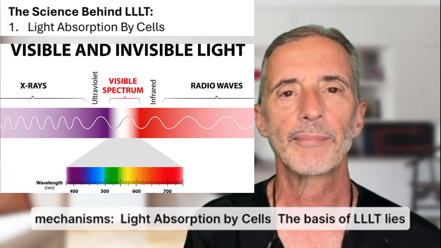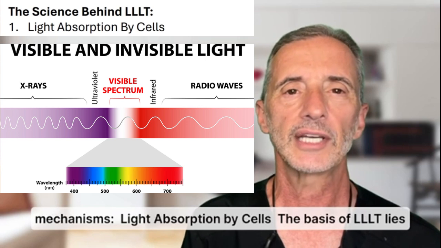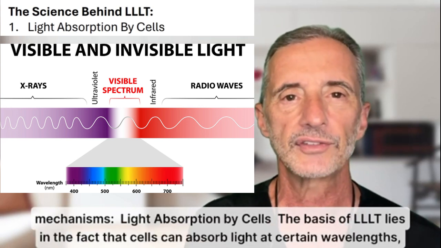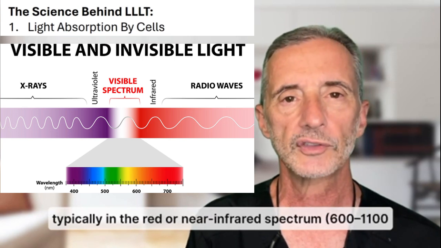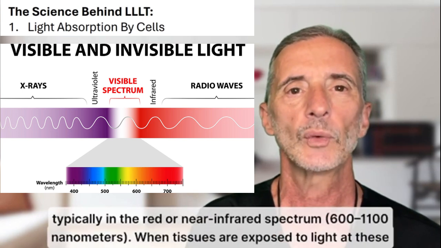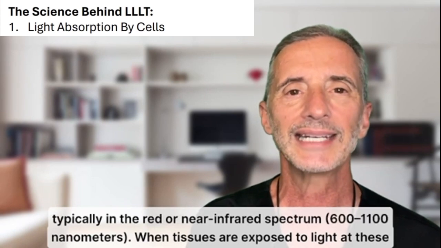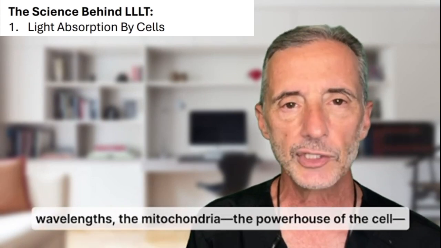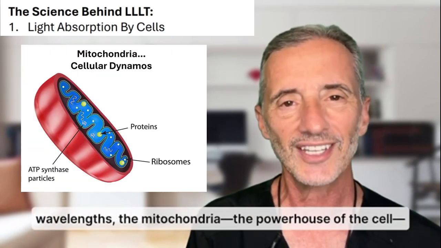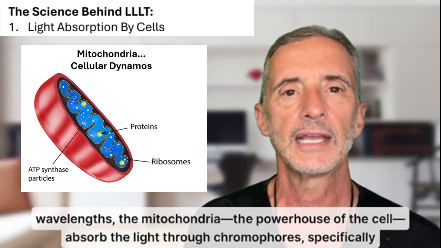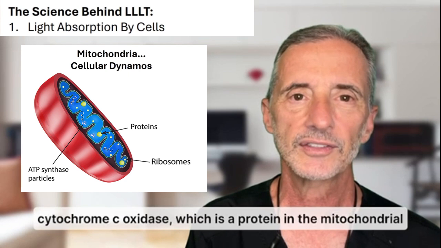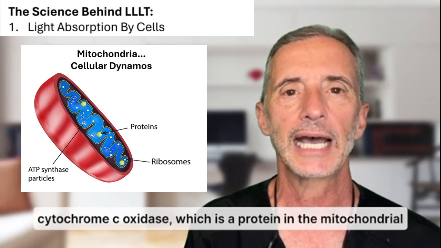Light absorption by cells. The basis of LLLT lies in the fact that cells absorb light at certain wavelengths, typically the red or near-red infrared spectrum, 600 to 1100 nanometers. When tissues are exposed to light at these wavelengths, the mitochondria, the powerhouses of the cell, absorb light through the chromophores, specifically cytochrome C oxidase, which is a protein in the mitochondrial membrane.